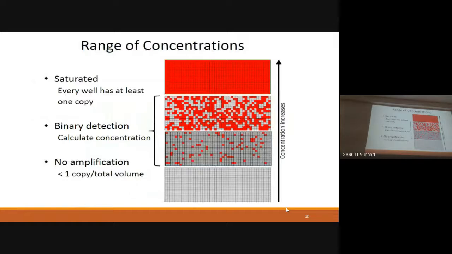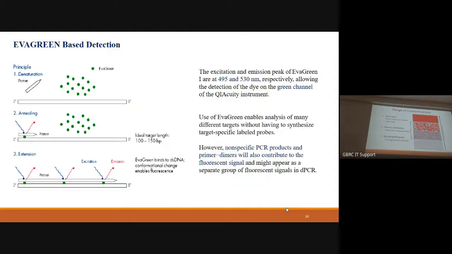As I said, this is oversaturated. This is the valid saturation, valid partitions, and this is no amplification, so your NTC should look like this. From these kinds of patterns, the software will calculate the concentration.